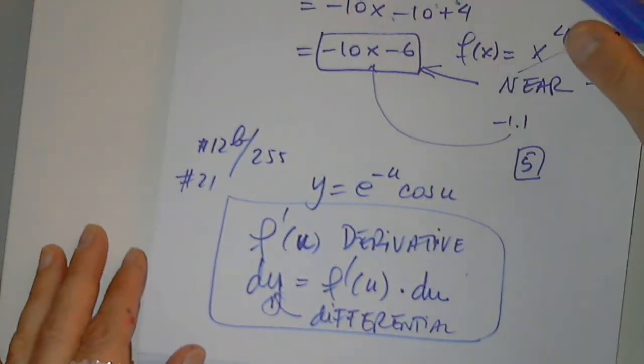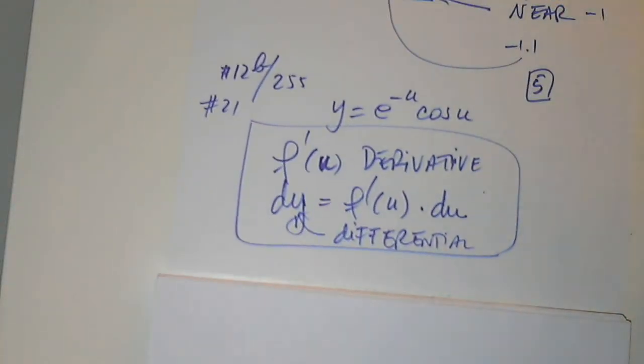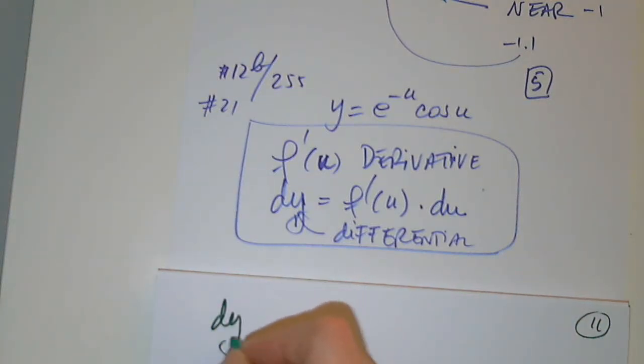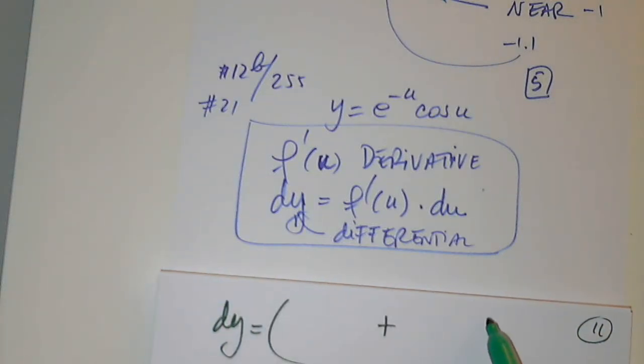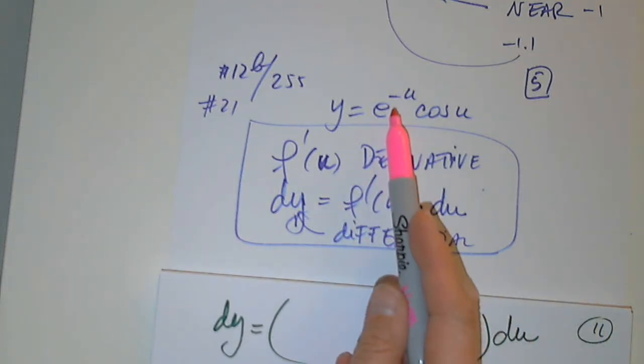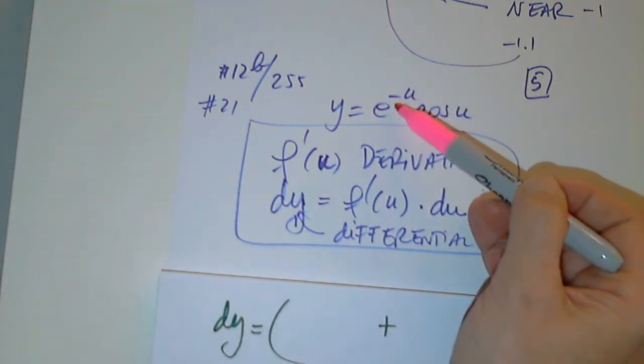I see a product in there of two different functions, so I have to differentiate using the product rule. Ready? So dy would be a sum of two different terms, because it's a product, and the product rule requires us to write two sums. Let's differentiate the first function. What do we get? e to the negative u cosine u times the inner function prime.